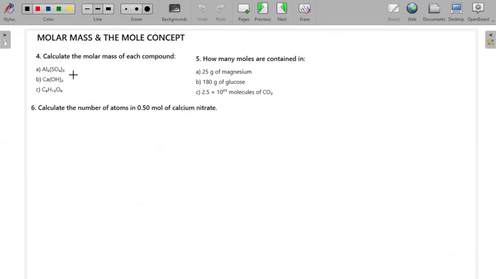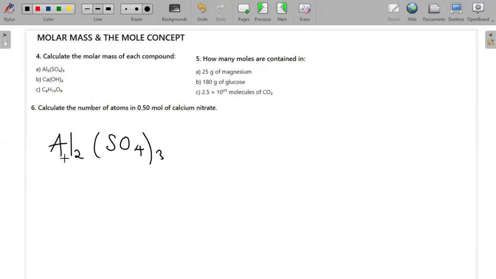Okay, so they're saying question number 4. Calculate the molar mass of each compound. So the first one is Al2, and then I have (SO4)3. Okay, so how do we find the molar mass? We just go to the periodic table and get the mass numbers, or the molar masses, for these elements.